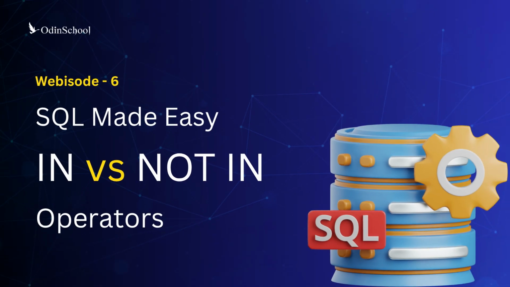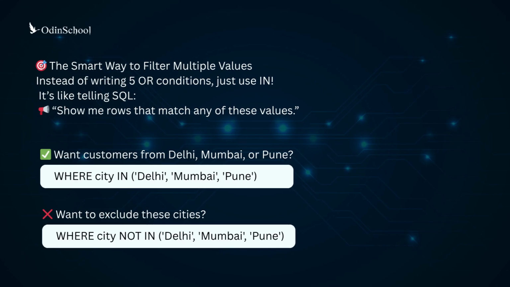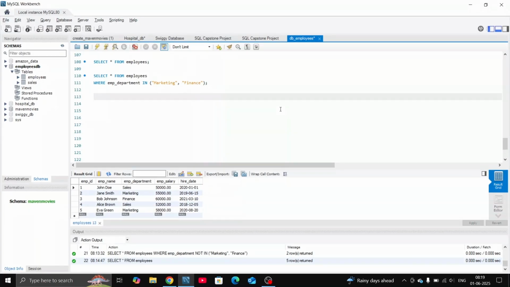In this video, we will learn about the IN versus NOT IN operator using MySQL. The IN operator allows you to specify multiple values in a WHERE clause, while the NOT IN operator is used to exclude a specified set of values in a query. Let's try to understand this with an example.